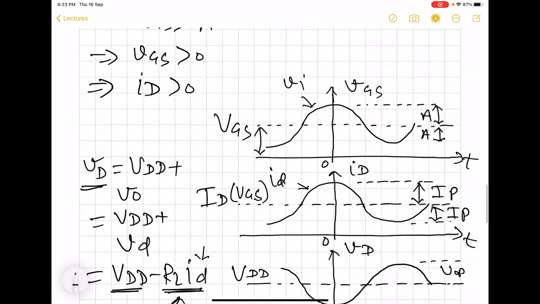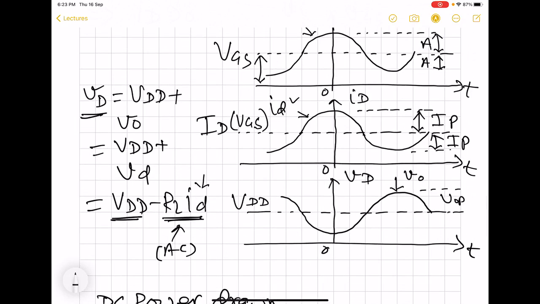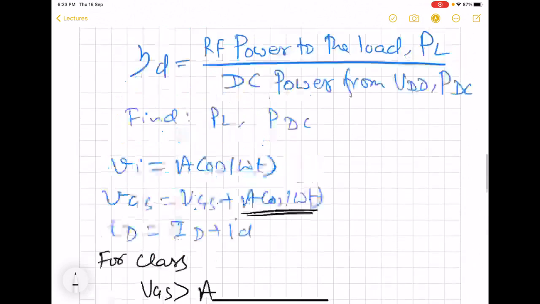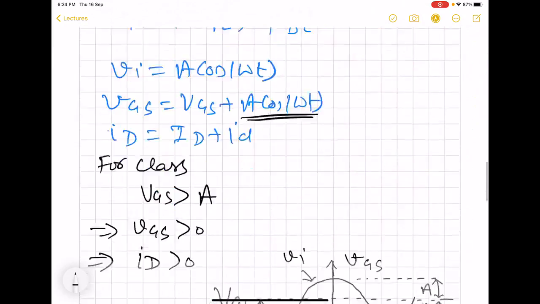So RF power to the load is actually going to get determined by this voltage waveform, or by this time varying drain current waveform, because we saw that it is actually this drain current which flows through the load here. So the RF power to the load will be determined either by this voltage or by this current. So it can be written in the form of any of these two quantities.